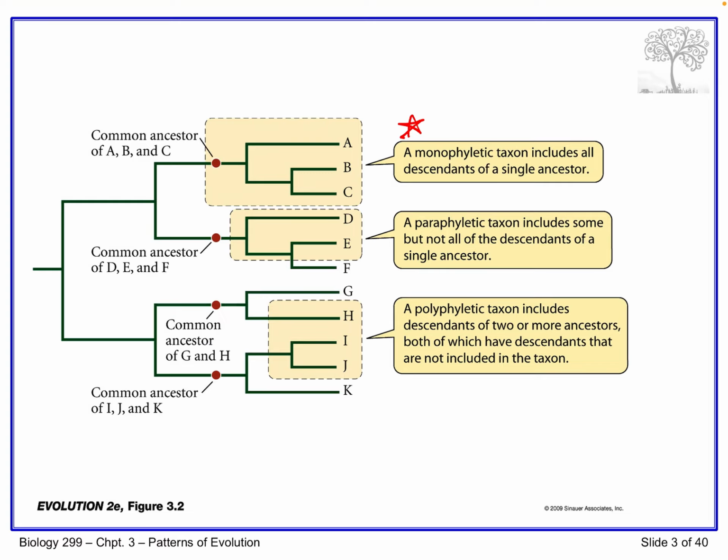All right. Secondly, we have paraphyletic. This is not what we want. A paraphyletic taxon includes some but not all the descendants of a single common ancestor. So notice that we have species D, E, and F that do share the same common ancestor, but only D and E were included in that class or that order or that family. F was not included. Why not?